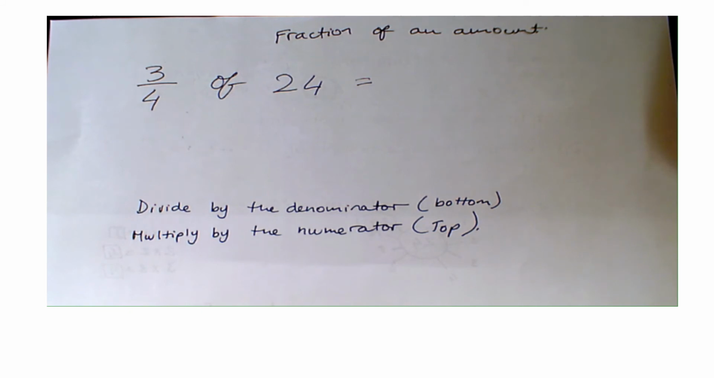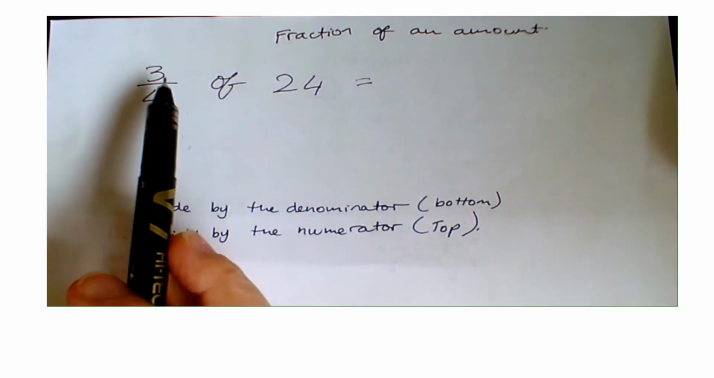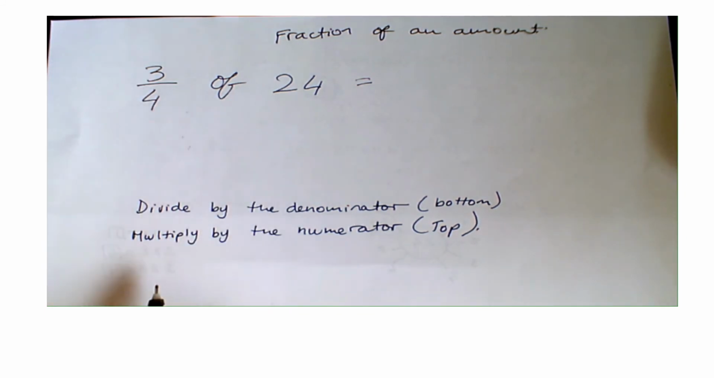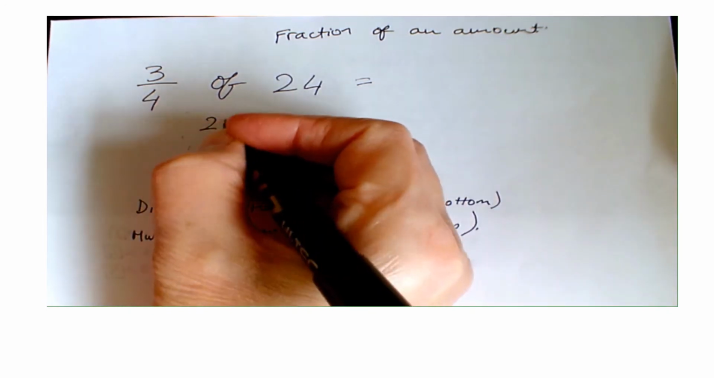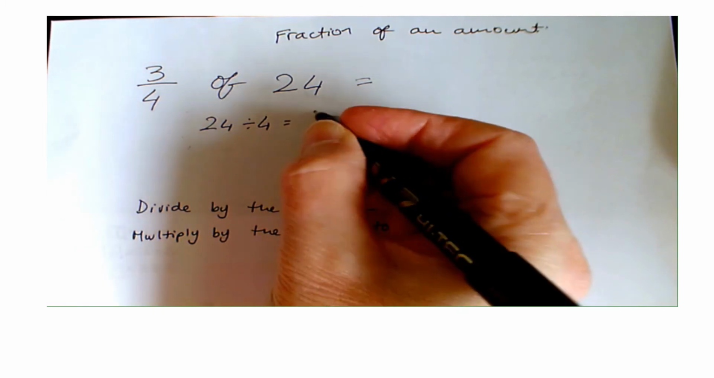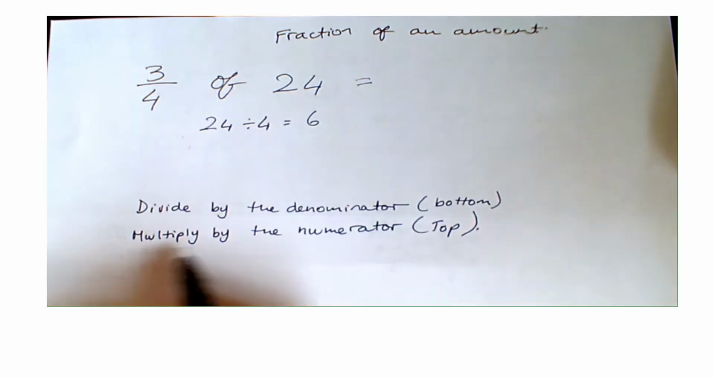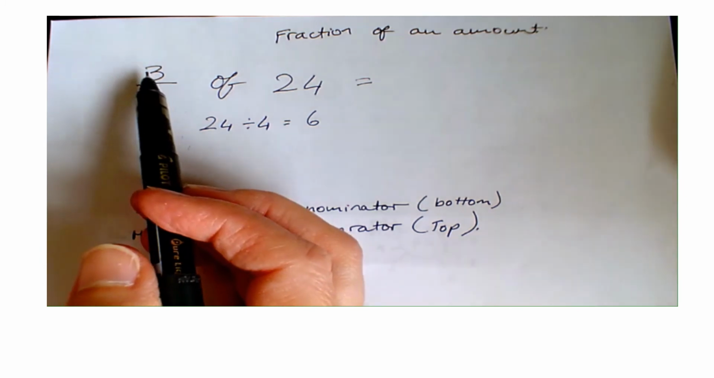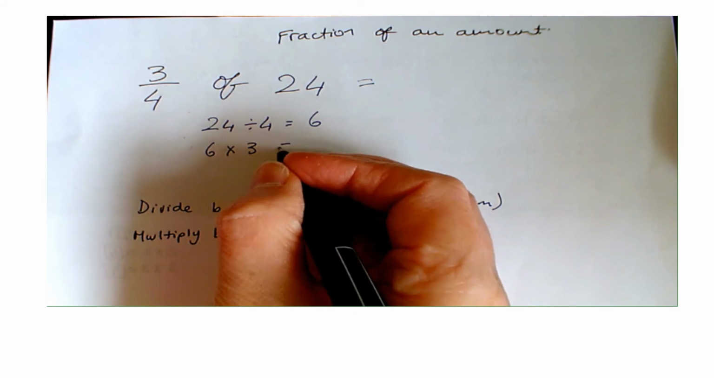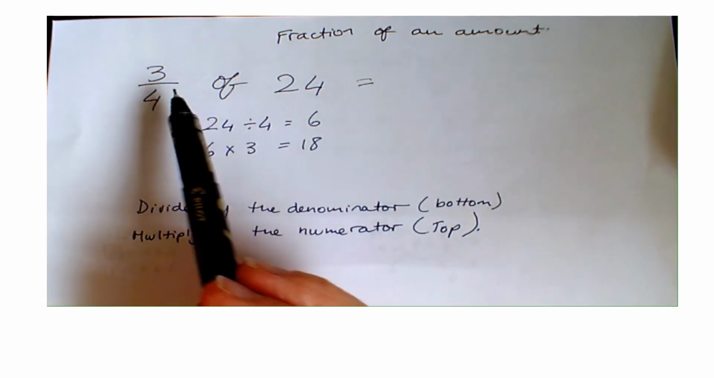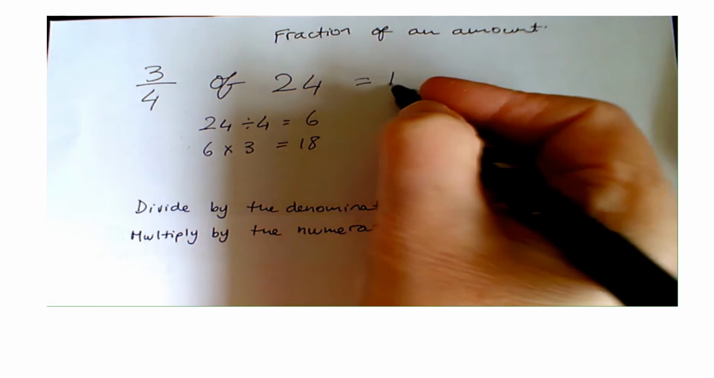So we're going to quickly revise fraction of an amount. I know we've done this in lesson. So if I have 3/4 of 24, the operations that I'm going to follow are, I'm going to divide by the denominator and multiply by the numerator. So I would have 24 divided by 4, and that's going to give me 6. Then I'm going to multiply by the numerator, which is the number on top. I'm going to have 6 multiplied by 3, which is going to give me 18. So 3/4 of 24 is 18.